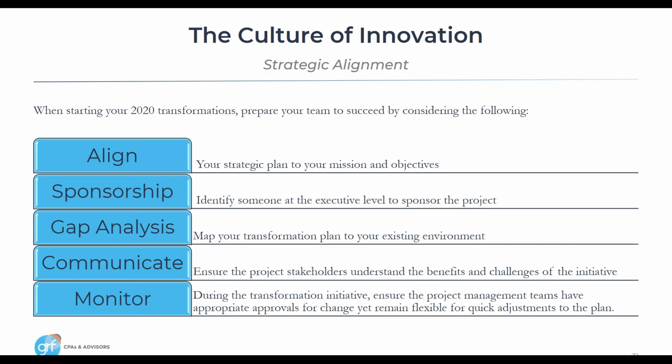All right, so just some high-level things to take away as you're looking towards your 2020 transformations and beyond. Just make sure you align it to your strategic plan, to your overall mission and objectives. Where do you want to be? Don't end up like Blockbuster. So you want to identify someone at an executive level to really sponsor. And I don't know if you need to get your marketing team or your communications team to kind of coach them up. This is a big deal. It's a really big deal, and it's very important. You're going to want to map your transformation plan to your existing environment.